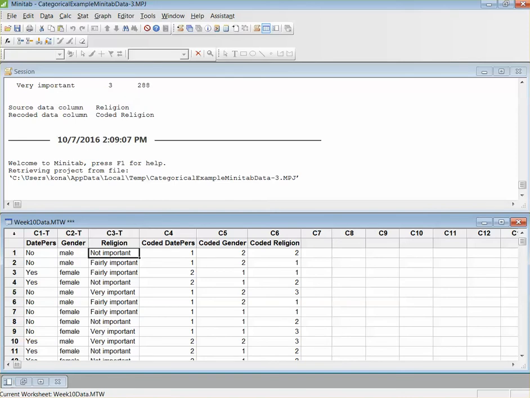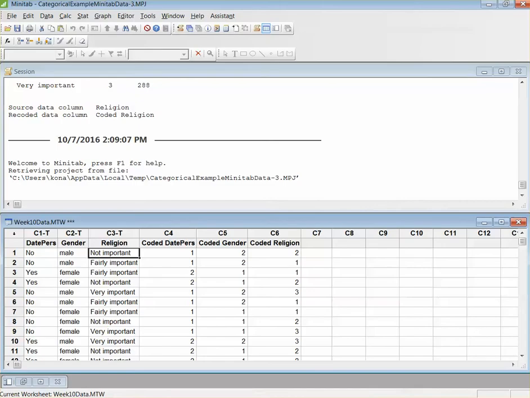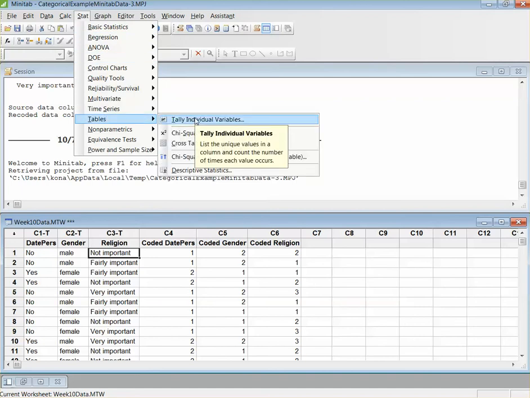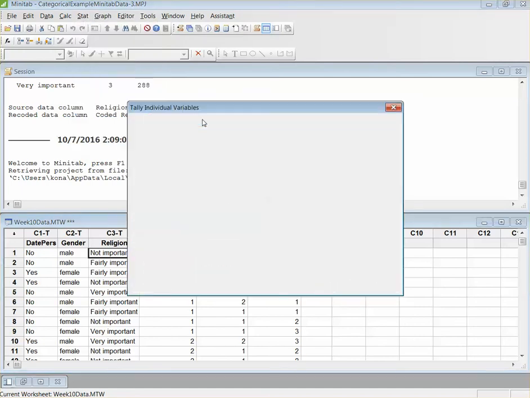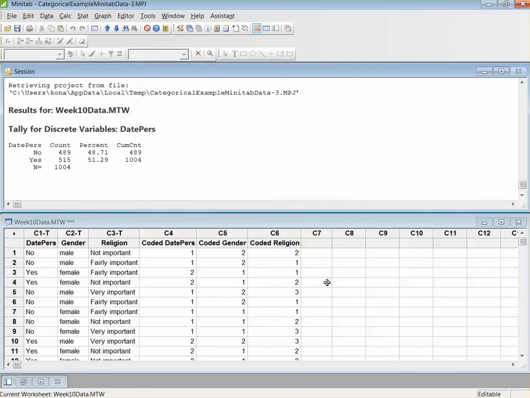So for this one, remember what we're trying to do is look at successes and failures, and this one is for the date personality, because that's the variable we're actually looking at. So we're going to go to Stat, Tables, Tally Individual Variables, and we're going to do the date personality. We want the percents and the cumulative counts, and click OK.